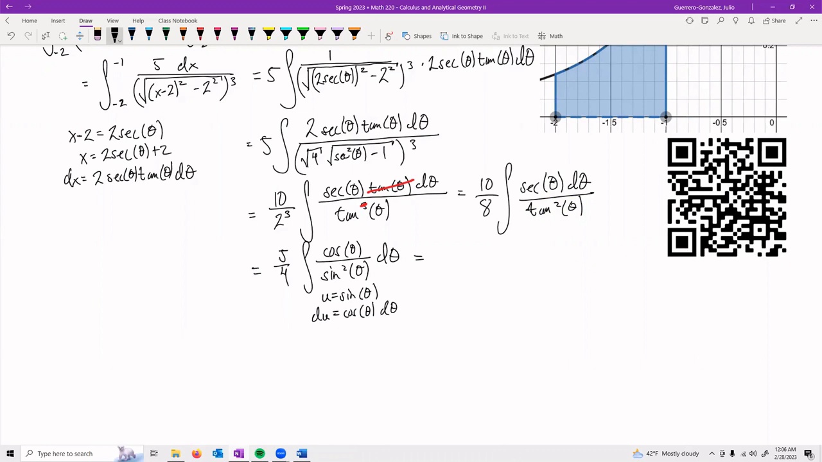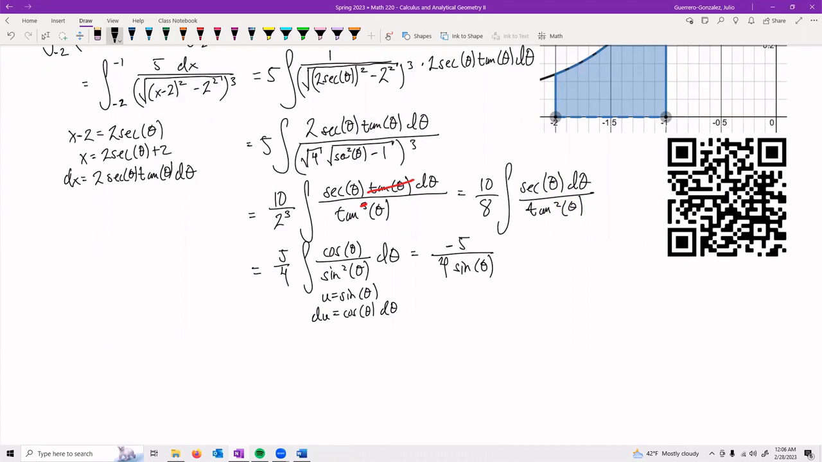And if you do all that out, you run through the algebra and the calculus for that, right? Your final answer should be negative 5 over 4 sine theta, right?